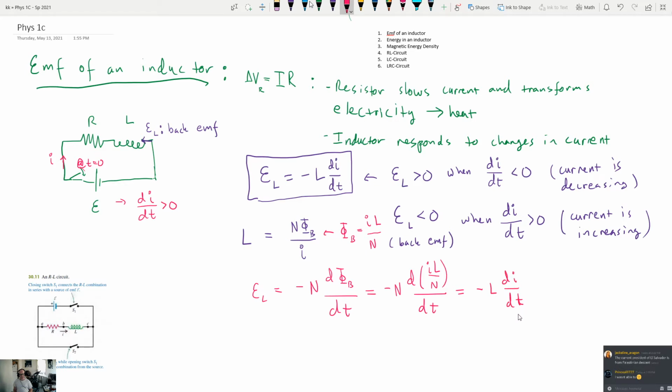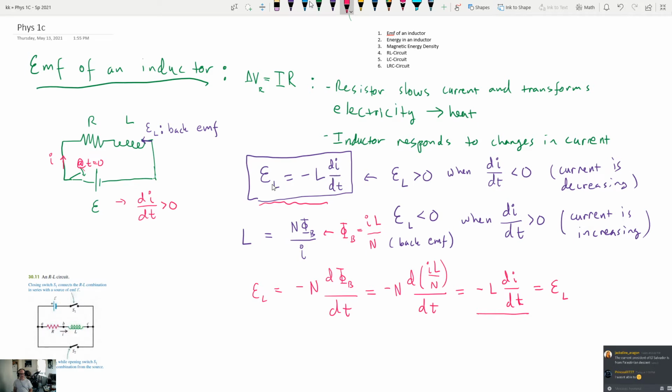Okay, so that's how you derive it. I guess I could just derive it that way next time that I teach this. So really all the EMF of an inductor is saying is just Faraday's law, basically. It has the same negative sign, and the EMF is, again, positive when dI/dt is decreasing. When the current's going down, it's positive.